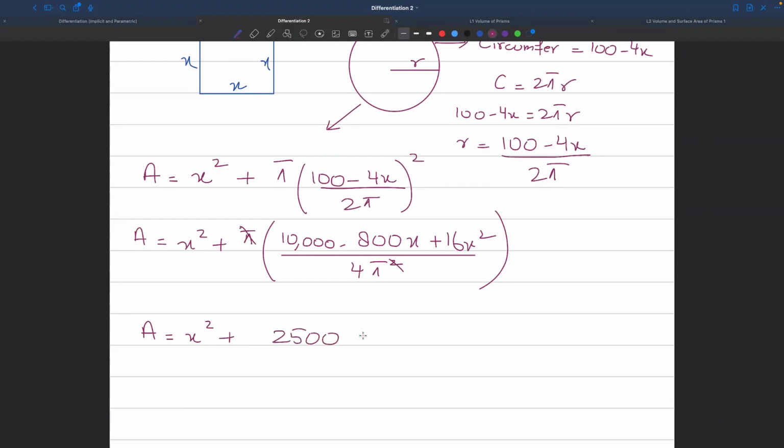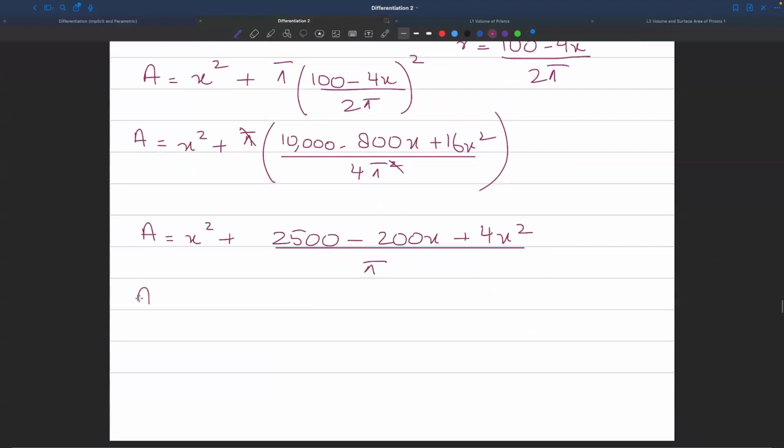2,500 minus 200x plus 4x square upon pi. Pi is remaining, since I have divided all of these terms by 4. Now when I take the LCM, this will multiply by pi. So this will become pi x square plus 2,500 minus 200x plus 4x square upon pi.